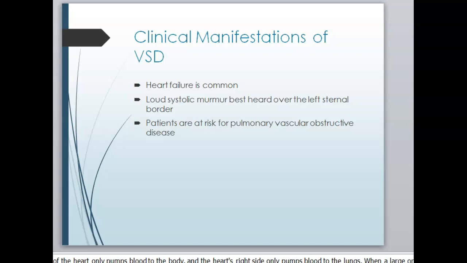So clinical manifestations of someone with a VSD, heart failure can be common. There's a loud systolic murmur. It's best heard over the left sternal border. Patients are at risk for pulmonary vascular obstructive disease.